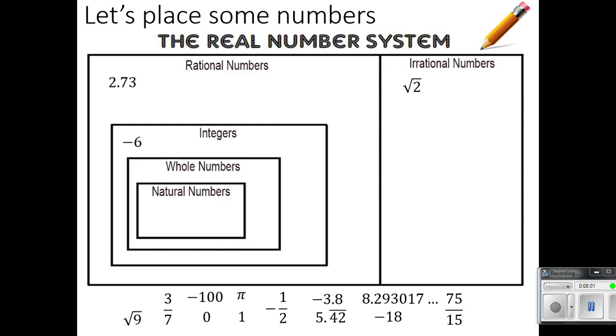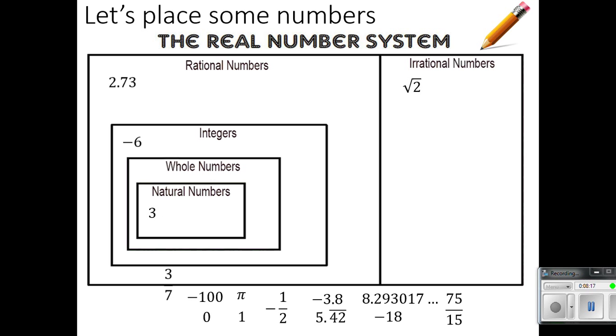The square root of 9, a lot of people might go, oh, the square root of 9, that's an irrational number because it has a square root. But it isn't. When we put that in our calculator, that would be 3. So it's a natural number because it turns into a 3.